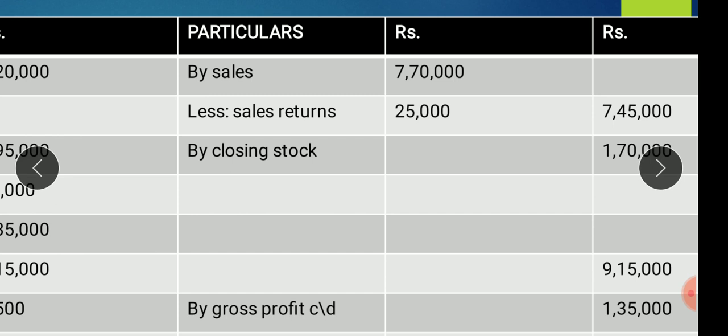By sales: total sales means cash sales plus credit sales minus sales returns. By sales 7,70,000 less sales return 25,000. The total value is 7,45,000. By closing stock 1,70,000. So enter all the direct items for both sides. The credit side value is the highest value, 9,15,000. The same value represents both sides.